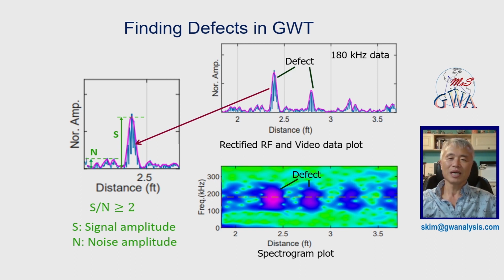This is one example of guide wave testing. Three data plots are shown: the rectified RF data in the blue color, video data with the magenta color, and the spectrogram plot for showing frequency spectrogram of each indication. We found these two defects at 2.4 and 2.8 feet. For finding indications, we use the signal-to-noise ratio as shown in the plot. This is a noise amplitude and this is a signal amplitude. If it is higher than 2, we mark it as an indication. The spectrum plot is used for checking the frequency spectrogram of each indication.